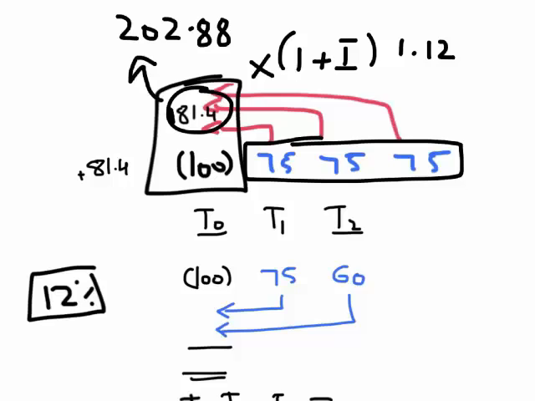There is another method that is a bit confusing, which we also need to learn, because in some cases that's the only method that we can use. Your calculator can be switched to another mode, known as beginning mode. Then your calculator will do all calculations knowing that payments are at the beginning of the year. So that is an alternate method to get to the same answer, 202.88.